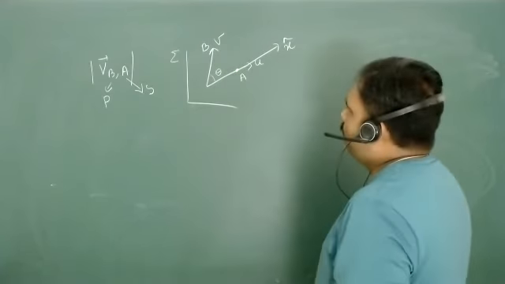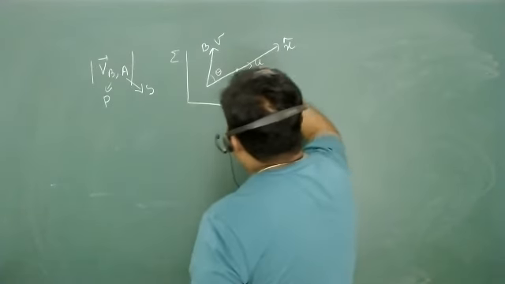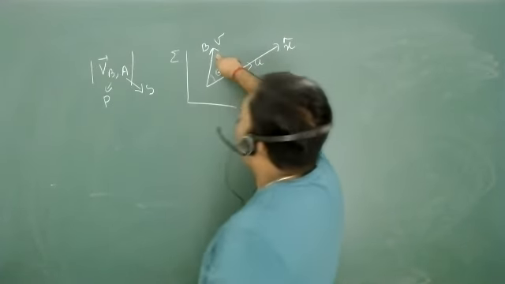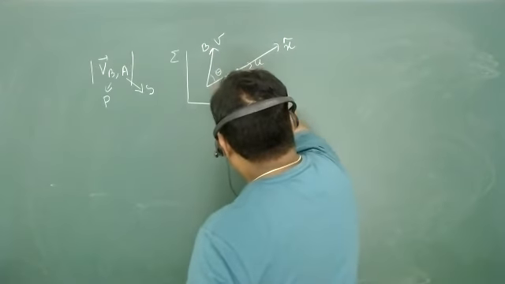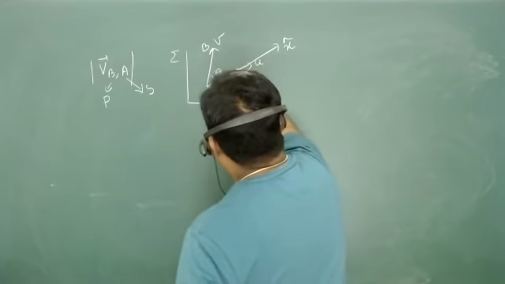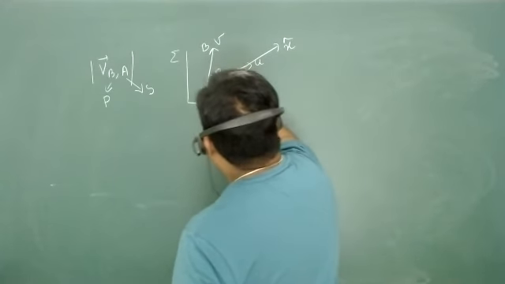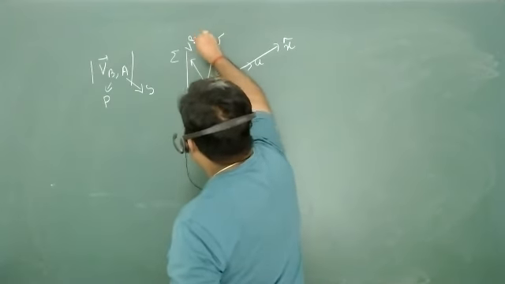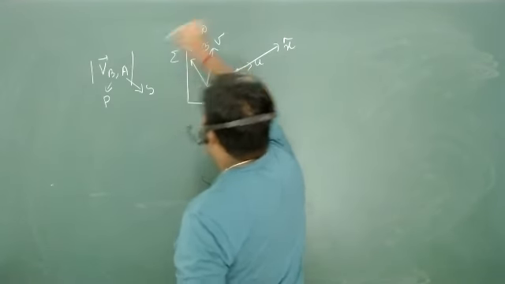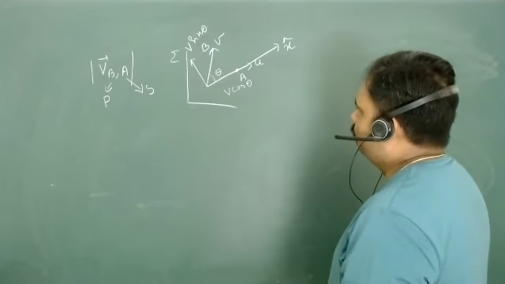Okay. And if this one is x cap, what I can do is resolve this velocity in two directions. One is along x cap. So what will be the velocity along x cap? V cos theta. And another, the perpendicular component, will be V sin theta. That's it. And now, how will you approach this problem?